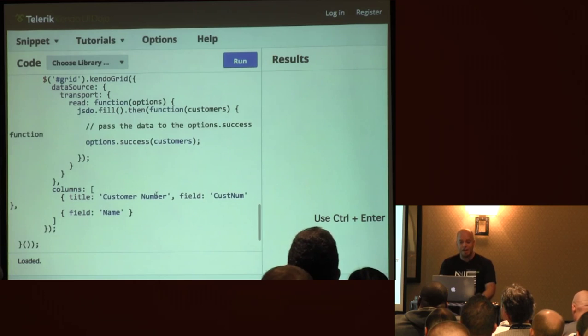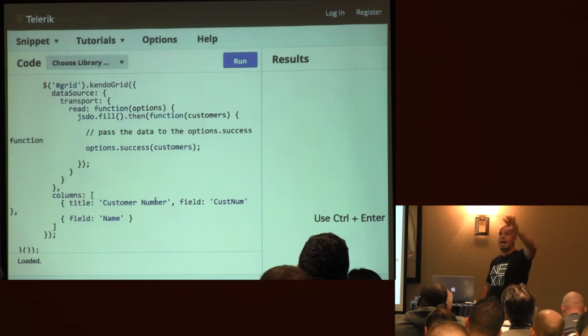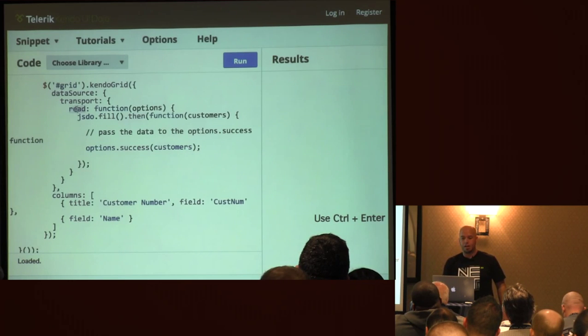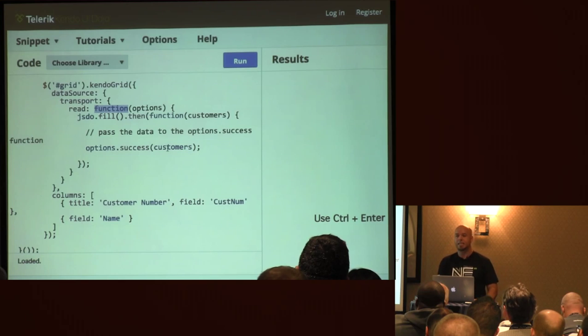All right. So here we have a Kendo UI grid. And all that code that's up above it, that's the same class code for the JSDO that we've been looking at. And then we have a data source, and then we have a transport. And look, I'm passing a function to read instead of a URL. And then I'm calling the fill, and then the callback. And then I'm calling this options.success, and I'm passing in customers.